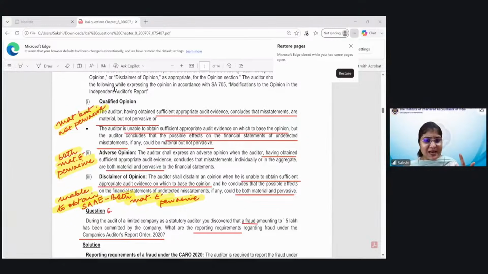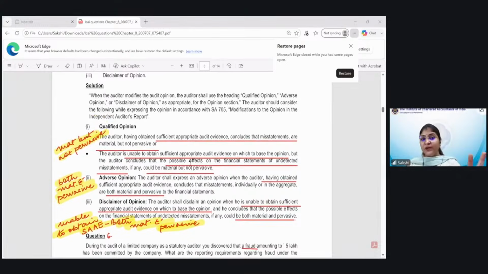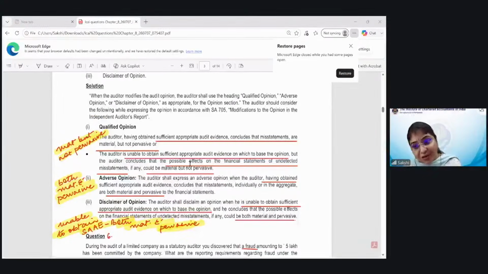Did you all understand this point or not? Okay, let's see how the answer is written. So the answer goes like: when the auditor modifies the audit opinion, the auditor shall use the heading qualified opinion, adverse opinion or disclaimer of opinion. He writes basis for qualified opinion, basis for disclaimer of opinion, basis for adverse opinion.